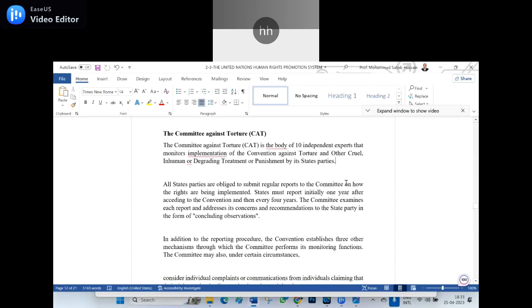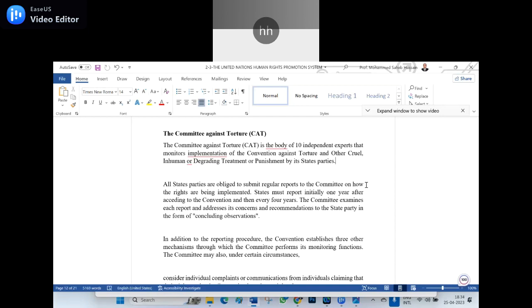All state parties are obliged to submit regular reports to the committee on how the rights are being implemented. Yes, because the report should be sent to them and they will see the report and say whether the protocol they are observing it or not, the convention they are following strictly or not. State must report initially 1 year after acceding to the convention, then every 4 years they have to send the report. In the beginning, 1 year report, after some time later, they have to report once in 4 years.